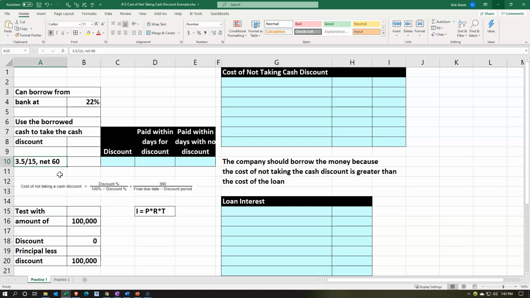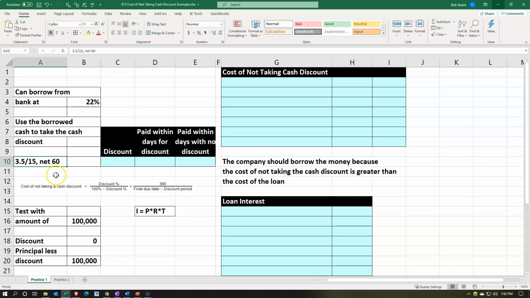So if you look at these terms, remember these terms mean, if you see something slash 15 and 60 in this case, so 3.5 slash 15, net 60 means 3.5% if you pay within 15 days, otherwise pay within 60 days. So in other words, if it was to say just net 30 or net 60, then we would simply wait until the end of the time period and pay at the end of the time period in order to maximize our cash management.